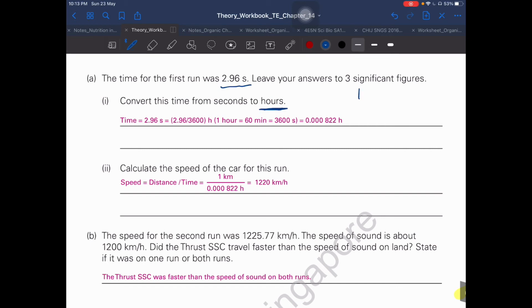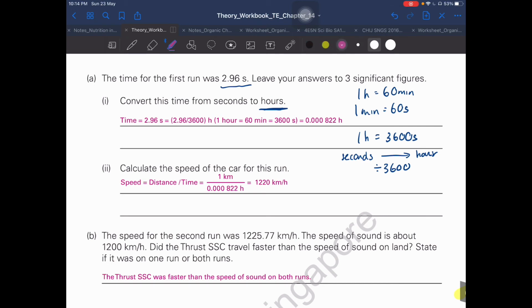As I mentioned, 1 hour is 60 minutes, and every 1 minute is 60 seconds. So 1 hour is equivalent to 3,600 seconds. If you want to convert from seconds to hours, you have to divide by 3,600, which is what the answer is doing over here. Taking 2.96 divided by 3,600, you end up with this value. Take note that you're supposed to leave your value as 3 SF, so make sure that it has 3 significant figures.